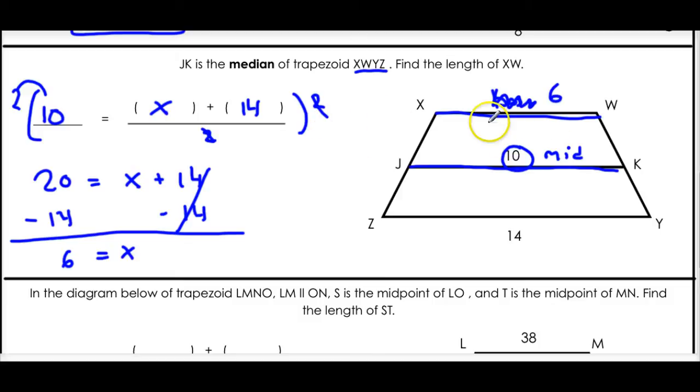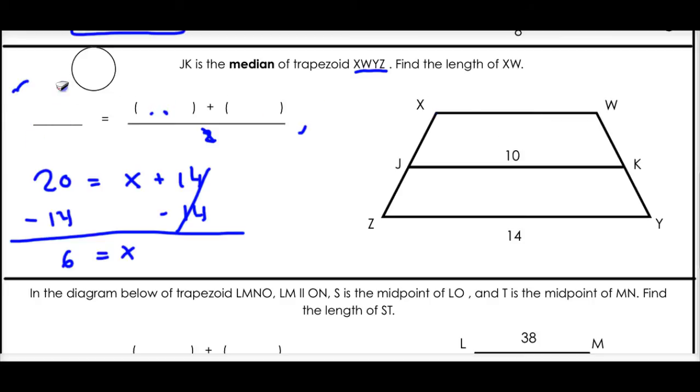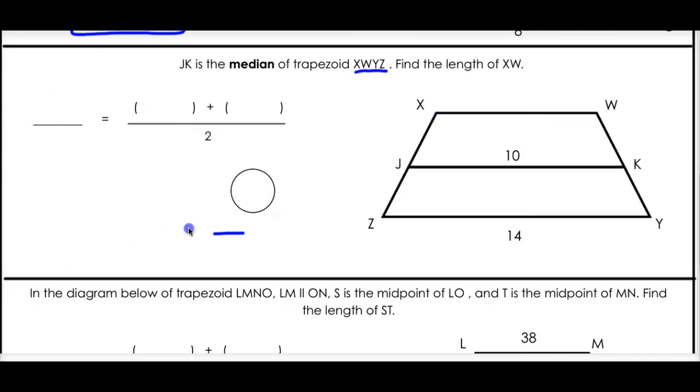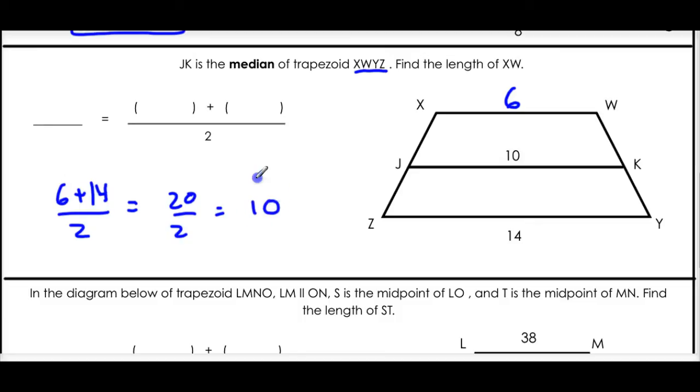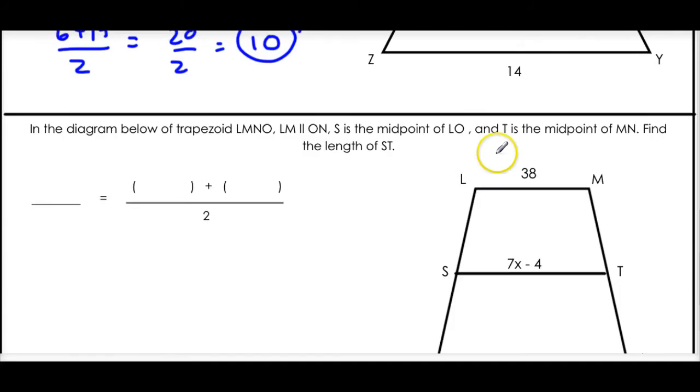And let's just check to see if that makes sense. I always like to see if everything made sense. Well, let's erase all this here. Hopefully you copied that all down. If not, go back and do it. We found out that XW is 6. Well, let's see if this works. 6 plus 14 divided by 2 is equal to 20 divided by 2, which is equal to 10. And so that does make sense. If we add the two bases, the midsegment is 10.